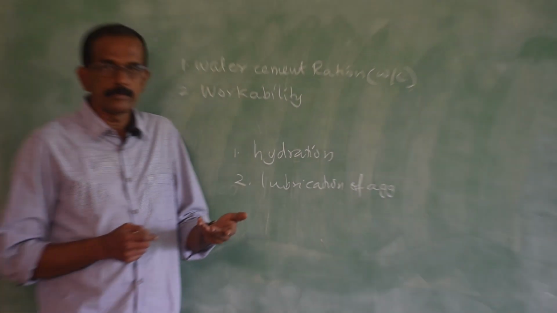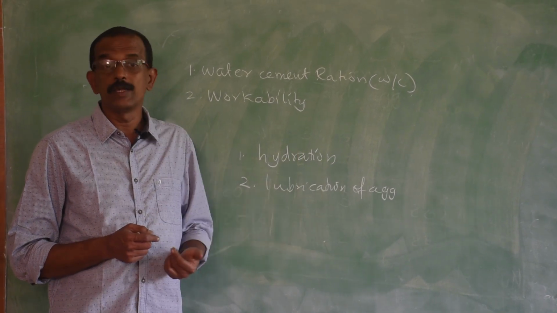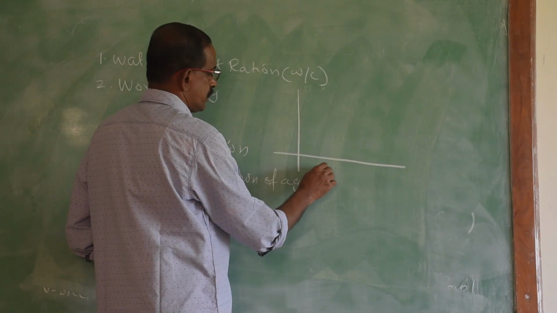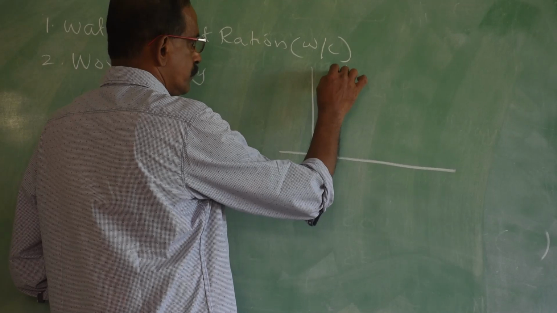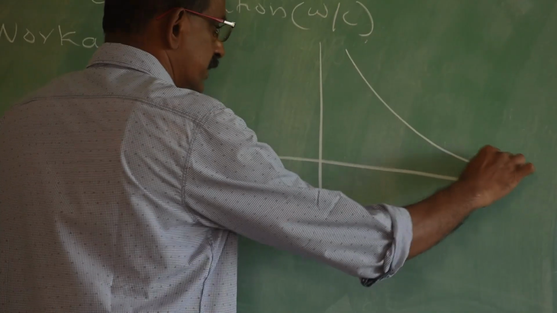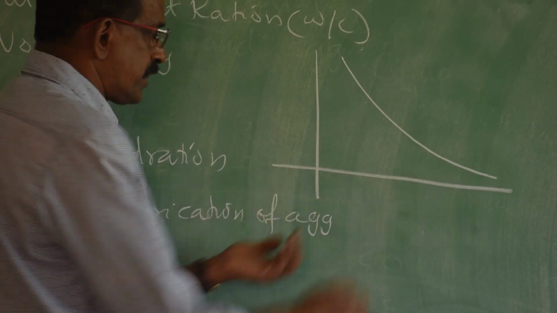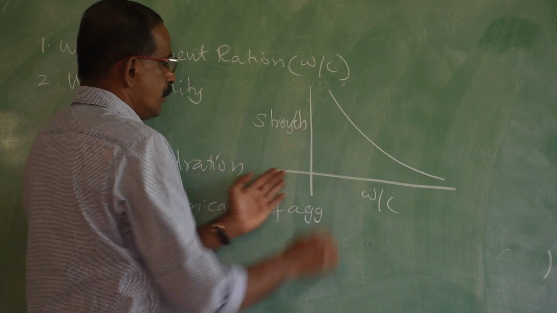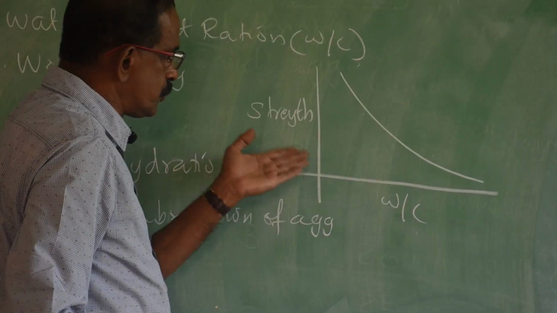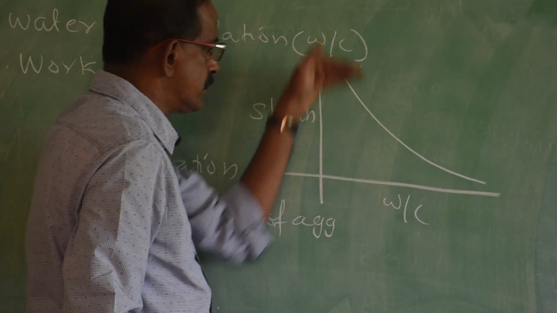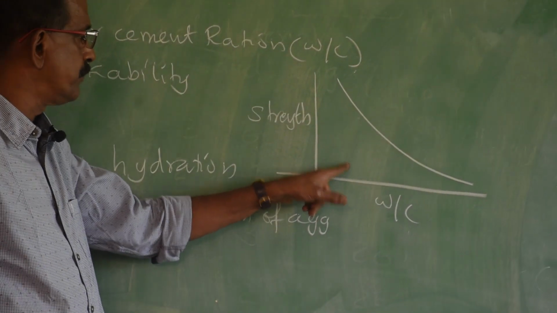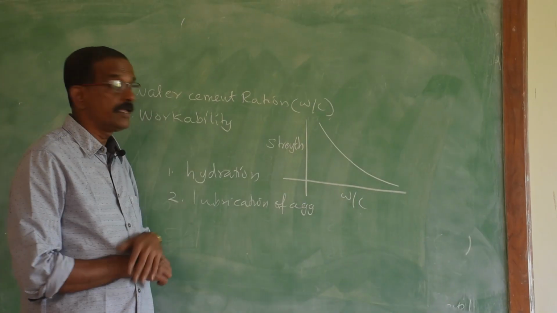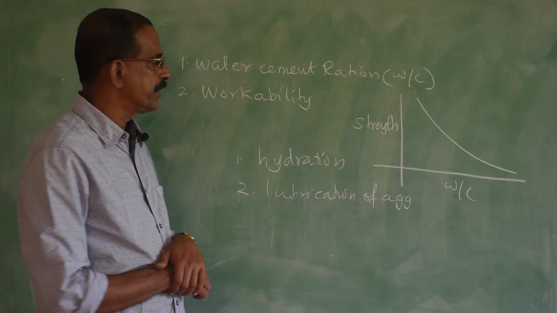When you add more and more water to cement, the strength will decrease. So, we can represent the compressive strength against the water cement ratio. If you draw it, it will be approximately hyperbolic like this. If you decrease the water cement ratio, strength will increase. If you increase the water content, strength will decrease. So, this is the relationship between the compressive strength and water cement ratio. It will be approximately hyperbolic in shape.